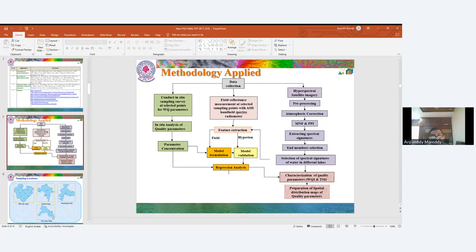Now, this is the methodology we have used in our study. In this methodology, we have collected some data products. In data collection, field reflectance measurement at selected sampling points with our handheld spectral radiometer. After that, we collected the features where we have taken the samples. Parallelly, we conducted an in situ sampling survey at selected points for water quality parameters, and then in situ analysis of quality parameters and parameter concentration. Again parallelly, we did field survey using spectral radiometer, and we have extracted the features and field data, and here we use the Hyperion.